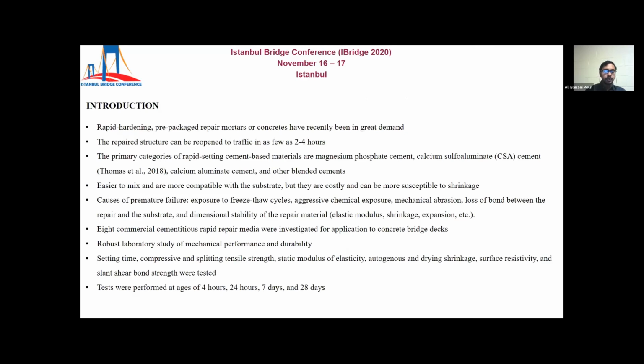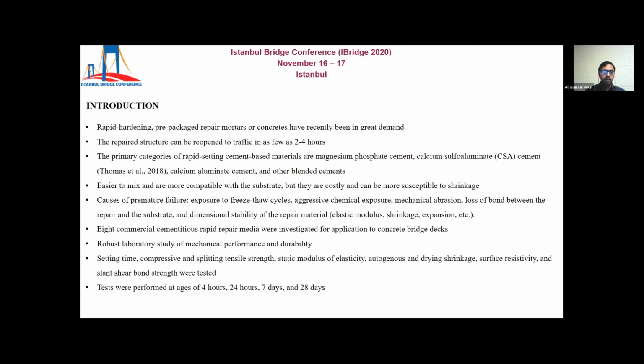So let's dive into some of the background. Rapid hardening prepackaged repair mortars or concretes have become very popular recently because if you use these materials to repair the structure, it can be reopened to traffic in as few as 2 to 4 hours. The primary categories of rapid setting cement-based materials are magnesium phosphate cement, calcium sulfoaluminate cement, calcium aluminate cement, and other blended cements. These materials are easy to mix and more compatible with the substrate, but they can be costly and more susceptible to shrinkage.